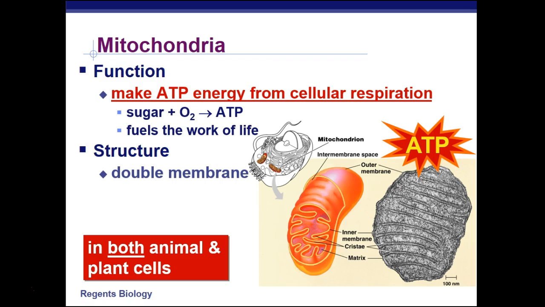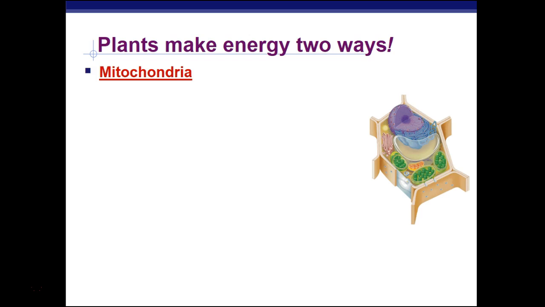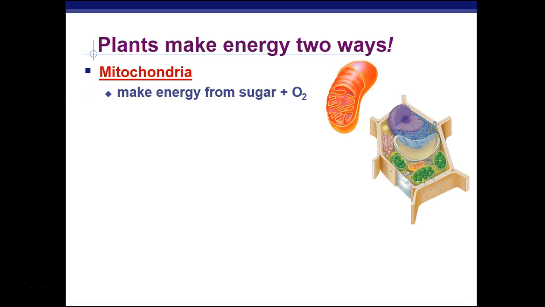It actually has two membranes around it, which, if you remember, is evidence of the endosymbiotic theory, that mitochondria were once free-living bacteria that formed a partnership with a larger cell. The mitochondria can combine sugar with oxygen in the process of cell respiration.